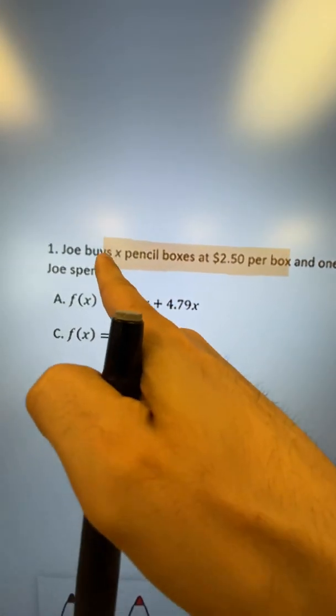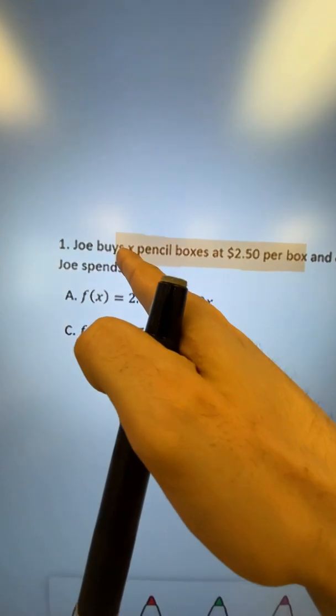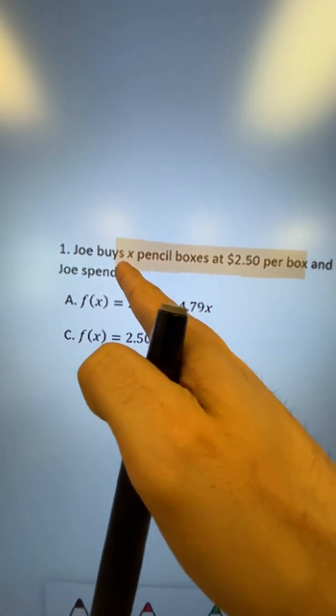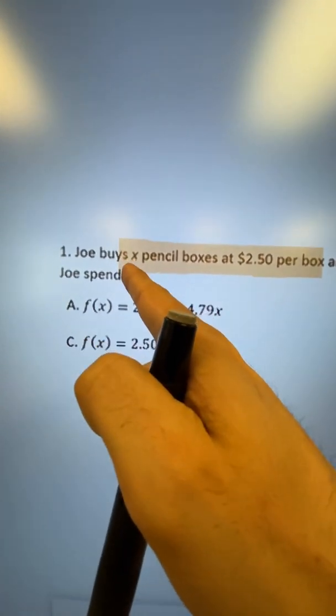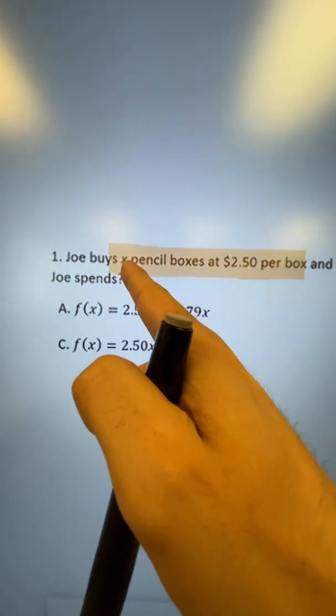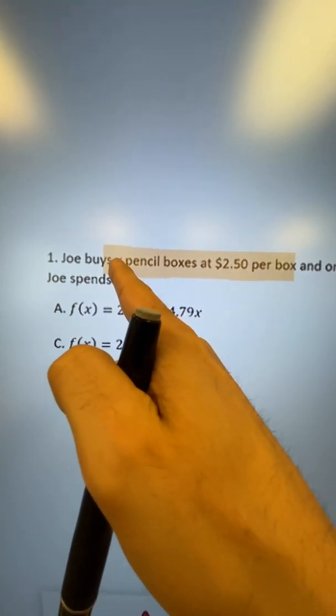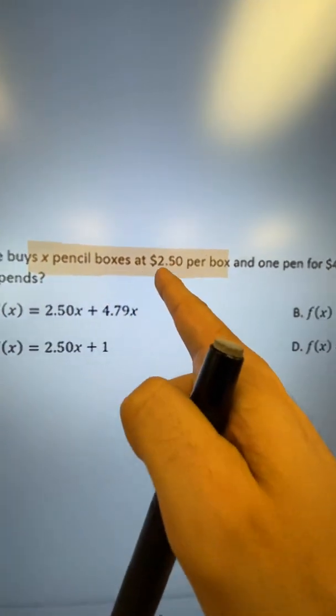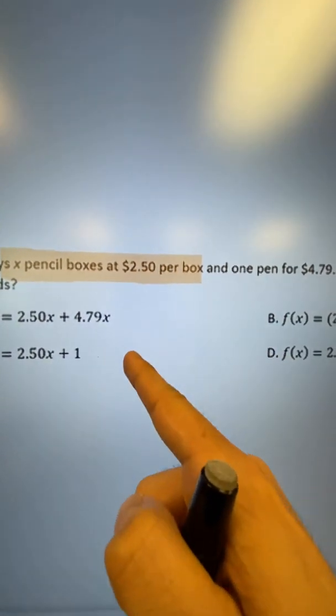So when they say something like x pencil boxes, they're saying a certain amount of pencil boxes. We just don't know how many pencil boxes, but let's just call it x for now. It could be 1, 2, 3, or 4. We just don't know, but we know that whatever amount of pencil boxes he buys, he's going to be paying $2.50 for each of those boxes.